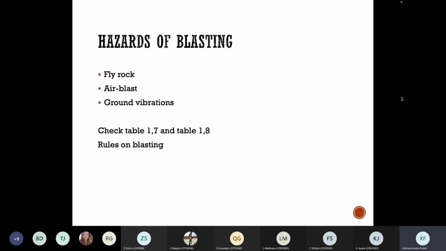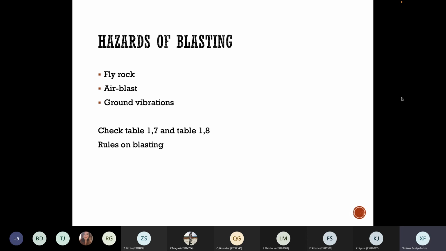Air blast is the air that will be produced because of the blasting. So if you have a smaller blast or a bigger blast, then the air blast that you're going to get will differ based on the type of blast you get.